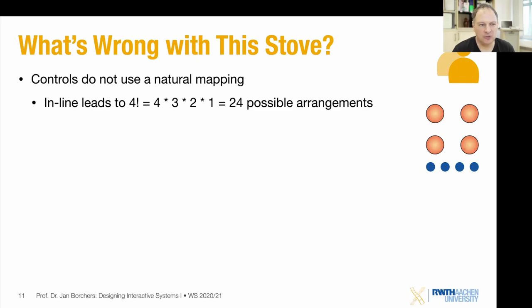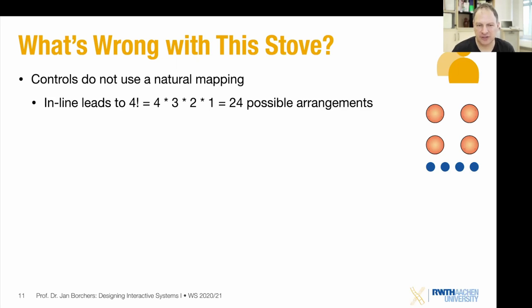How many do we have left now when I assume that the left 2 buttons belong to the left group and the right 2 buttons belong to the right group of heating plates? Any ideas how many we're left with? Oh, lovely, no blue hands, so I can call somebody up. How about Lucas? There's a Lucas there. 4 possibilities then. Yeah, 4.